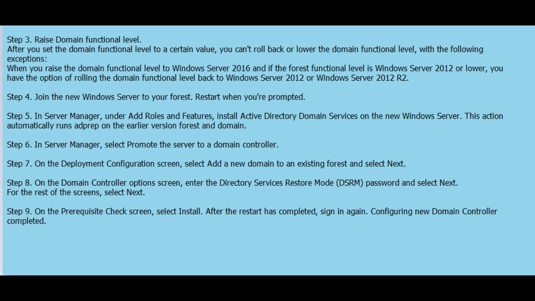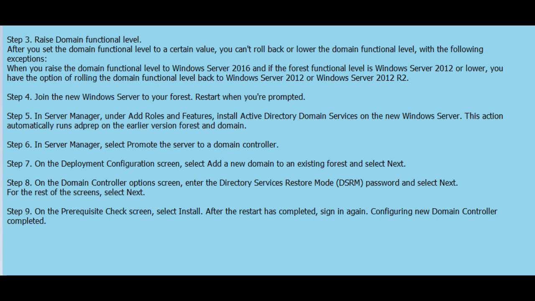Step 4. Join the new Windows Server to your forest. Restart when you are prompted. Step 5. In Server Manager, under Add Roles and Features, install Active Directory Domain Services on the new Windows Server. This action automatically runs adprep on the earlier version forest and domain.